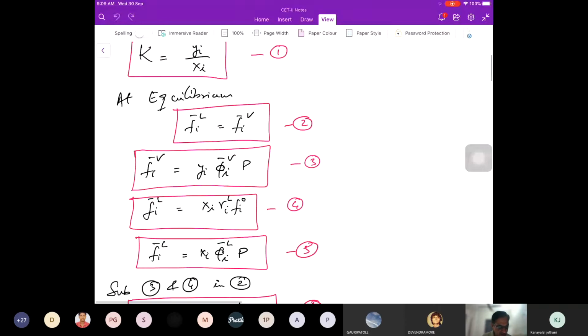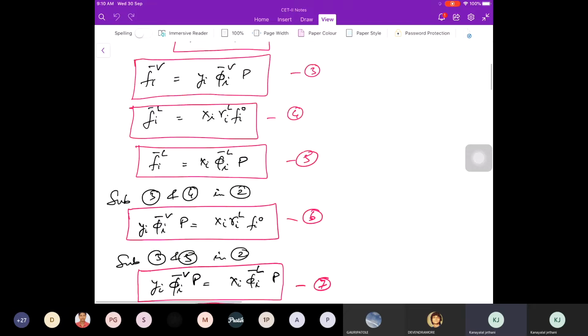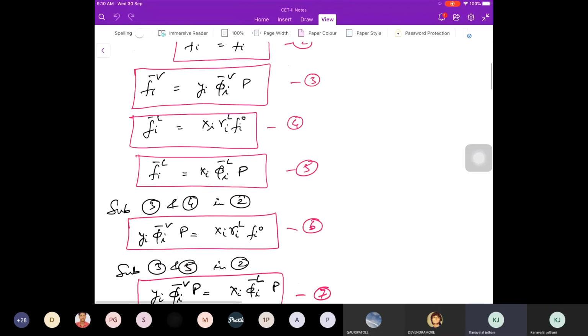Okay, and we have seen that at equilibrium, the fugacity of component i in the liquid phase is equal to the fugacity of component i in the vapor phase, right? And we have seen that Fi bar V is equal to Yi phi bar V into P, and Fi bar L is equal to Xi gamma L Fi 0, right? Or we can write Fi bar L is equal to Xi phi bar L into P. Nothing new.